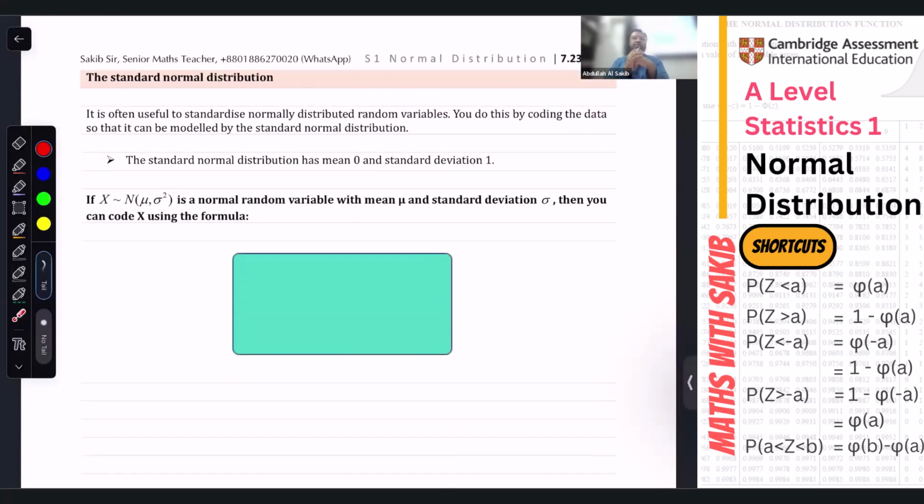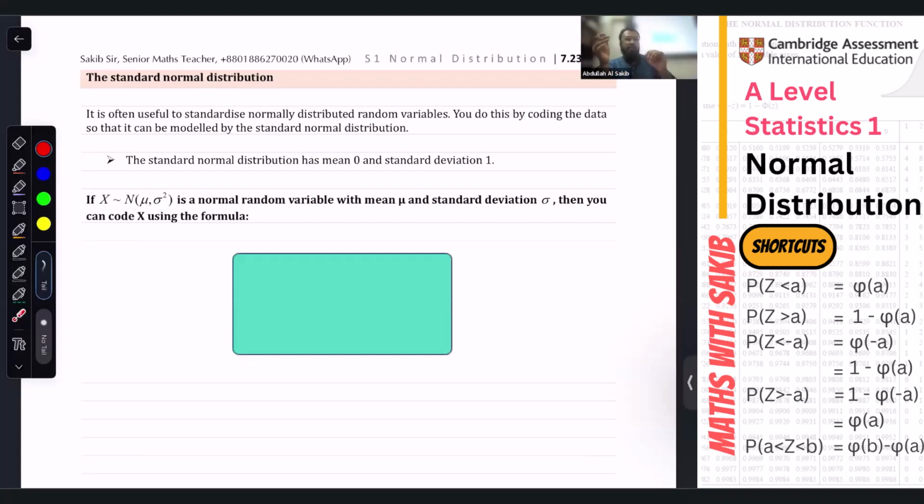So the standard normal distribution, we know that in the standard normal distribution, the mean is 0 and the standard deviation is 1. But in our real life problems, all the time the mean is not 0. Because in our continuous random variable, the mean is not always 0 and the standard deviation is not always 1. So if the mean is not 0 and the standard deviation is not 1, then I have to convert the normal distribution to a standard normal distribution.